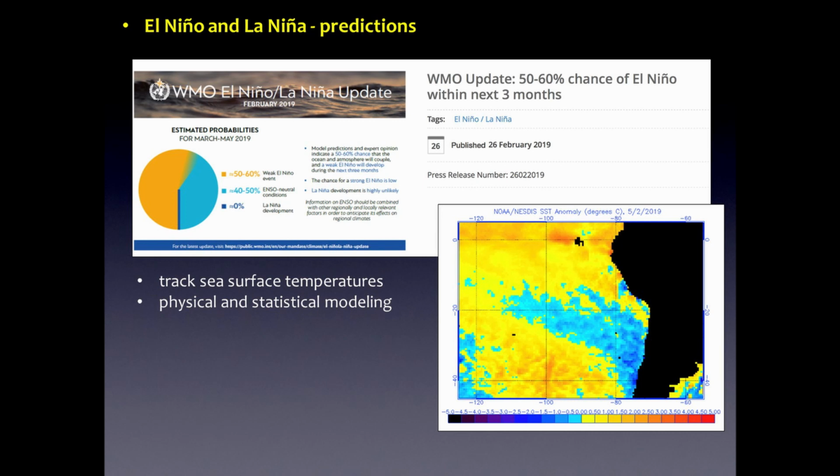Currently, in the spring of this year, February of 2019, the World Meteorological Organization issued an update and predicted there is about a 50 to 60% chance of El Nino occurring within the next 3 months. They do this by tracking sea surface temperatures, looking for long range changes in sea surface temperature, and using both physical and statistical modeling. They throw a whole bunch of numbers into a program and come up with a model that says what likelihood there is that El Nino might occur.